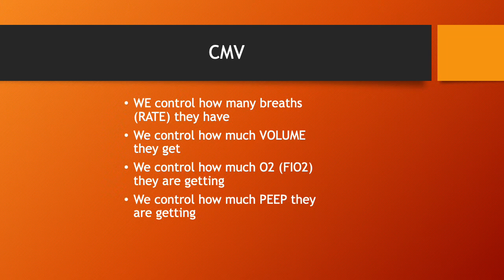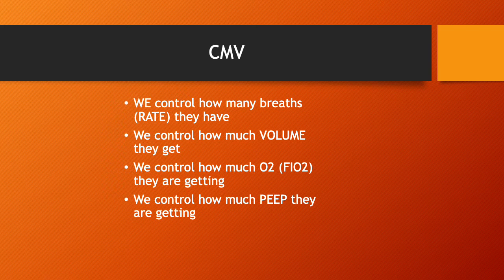So in a patient that's on CMV, that's on the ventilator, we are going to set very, very strict limits for every one of those settings that we talked about. And when we're setting these limits, effectively, we're setting a minimum. So we control how many breaths they can take. We set a minimum amount. You have to take at least this many breaths. We set a minimum amount of volume. You have to take at least this much volume. We also set how much oxygen they're going to get and how much PEEP that they're going to get.